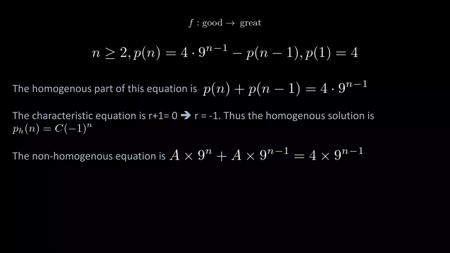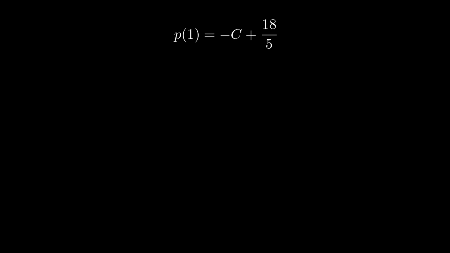The non-homogeneous equation is a times 9 to the power n plus a times 9 to the power n minus 1 equal to 4 times 9 to the power n minus 1. So a equals 2 by 5 and P_P(n) equals 2 by 5 times 9 to the power n. We know that P(1) equals minus c plus 18 by 5. Thus c equals minus 2 by 5.